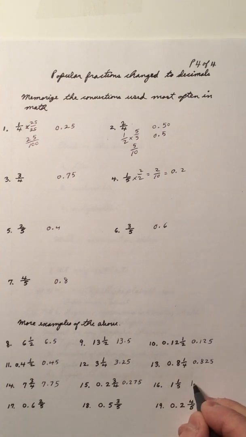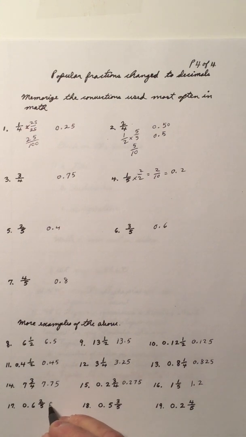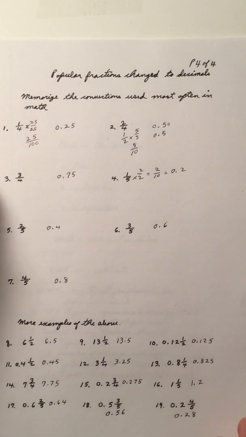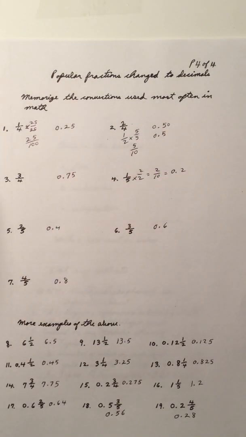1/5 is decimal 0.2. 2/5 is decimal 0.4. 3/5 is decimal 0.6. And 4/5 is decimal 0.8. So think of it, memorize these, and you'll see them over and over and over as you do your math going through your grades.